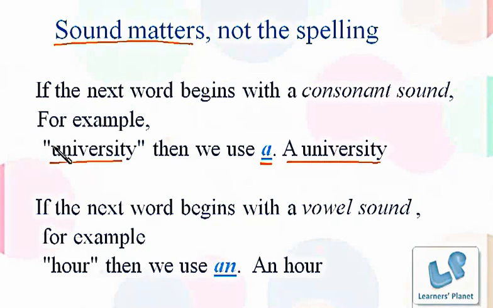Friends, you must be wondering that over here we have a vowel, U. But when you pronounce this word carefully, or listen to this very carefully, it's Y-O-U. University. It's not this U, it's the whole U. The pronunciation of Y is coming over here. That's why we use a with it. A university.